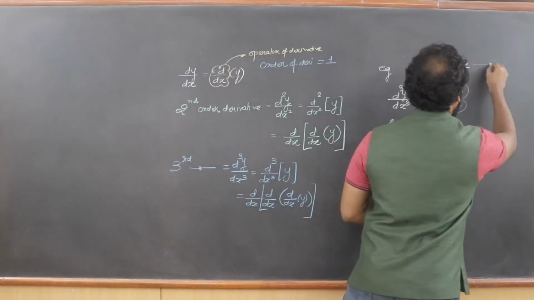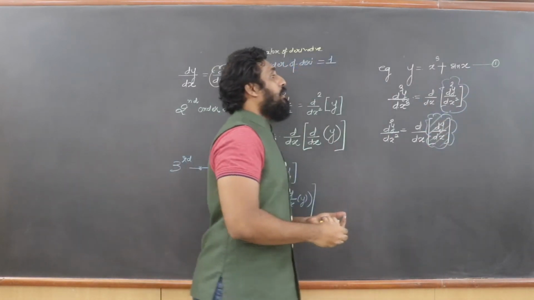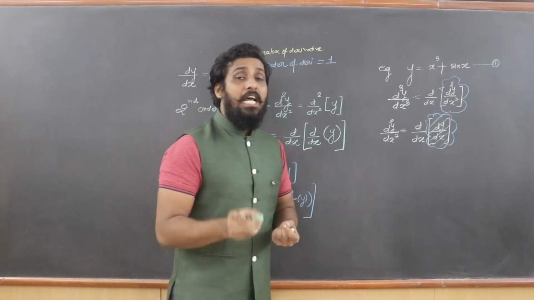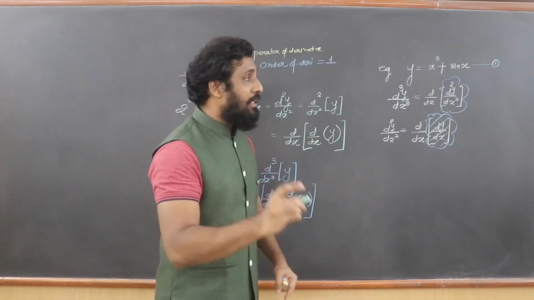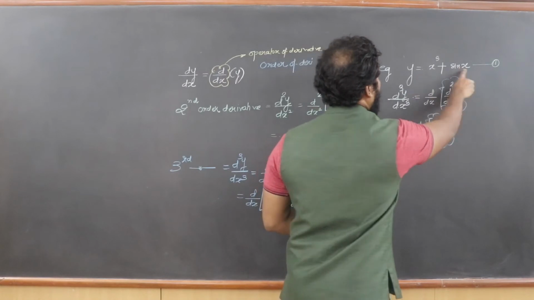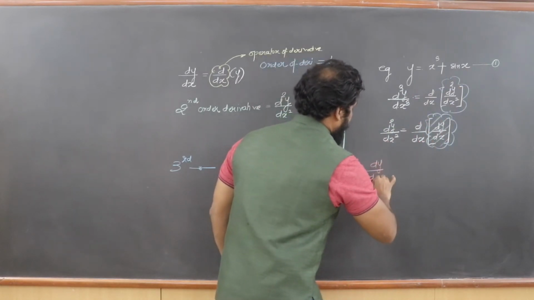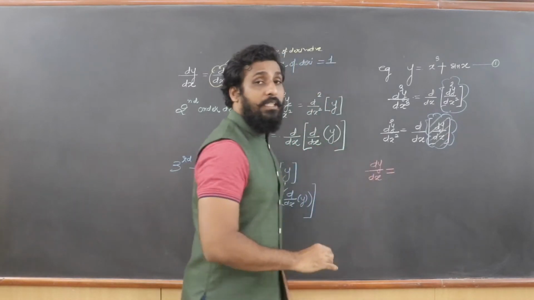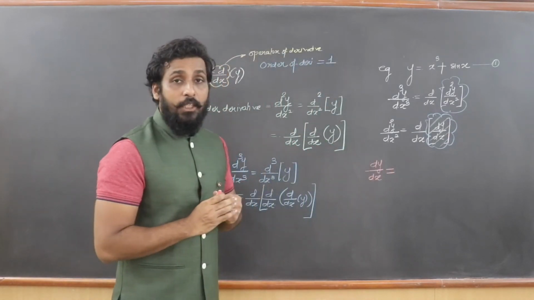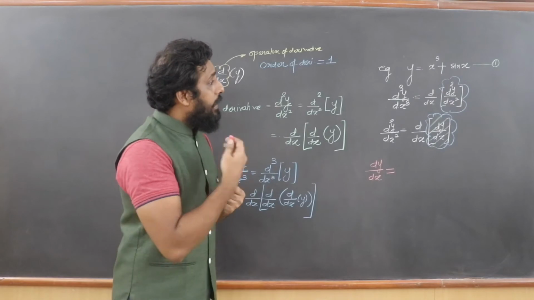Now what do we have? We have y is equal to x cube plus sin x. Let's differentiate this for the first time. So if I differentiate equation 1 for the first time, I will get dy by dx is equal to, isn't it? So what are the terms present over there? There is first term x cube, then there is sin x.